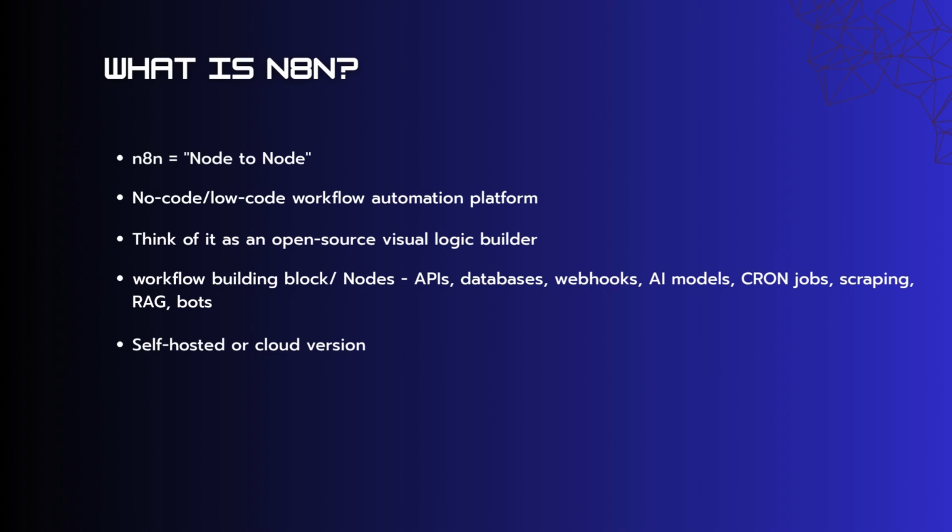So I'm going to use the n8n tool. So what is n8n? n8n is node to node, no code or low code workflow automation platform. It's like a visual logic builder. You can simply drag and drop the nodes. Nodes are the pre-built modules that perform tasks like making API calls, scheduling events, triggering on file uploads, calling AI models, querying databases. So yeah, and it has two variations. One is self-hosted and the other is cloud version. We are using the cloud version in this video.